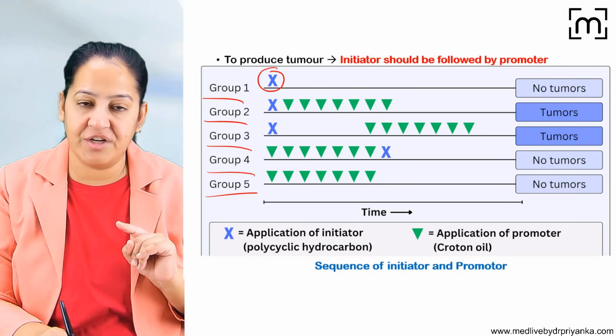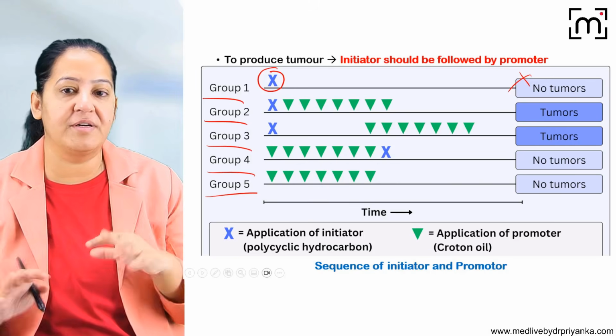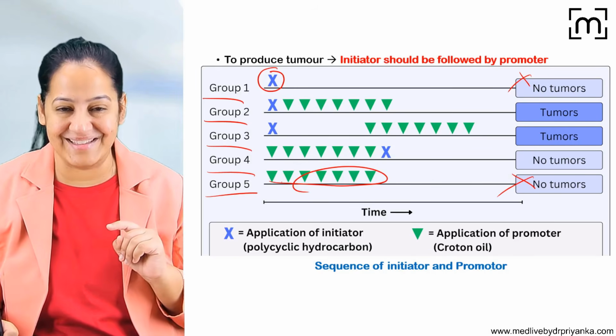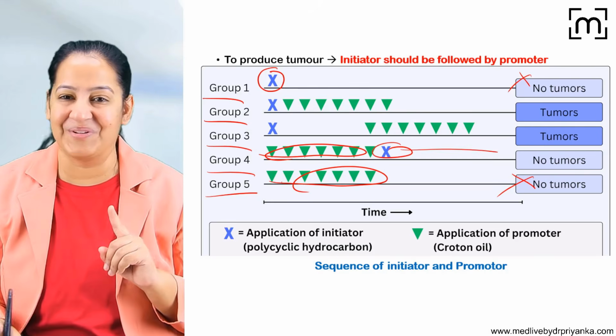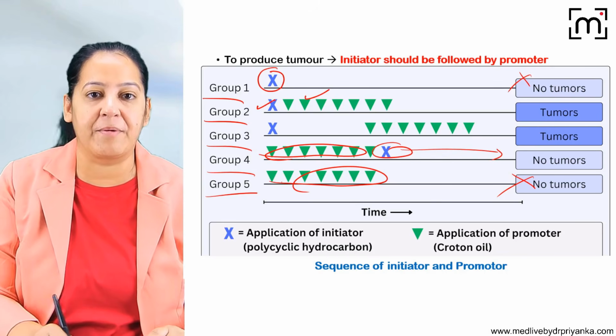If we are giving only initiator, no cancer. Only initiator cannot produce cancer. The mutation will be there, but the mutated cell cannot proliferate. If you are giving only promoter, there is no cancer. If you are giving first promoter followed by initiator, no. This is not the correct sequence. So first we have to give initiator followed by promoter.